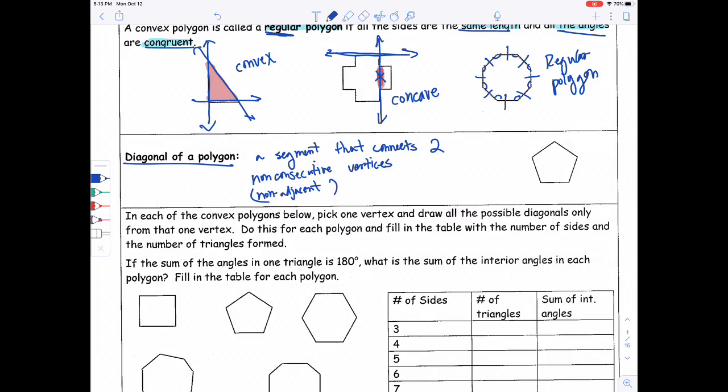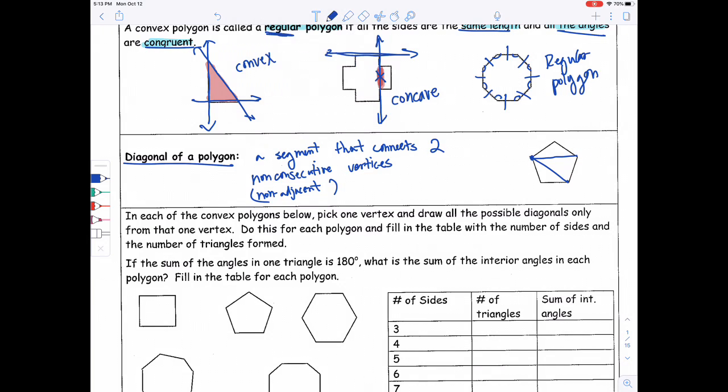So I'm just going to pick one point here. So let's say at this vertex, I'm going to connect another vertex that's not next to it. The only two that I see would be the one over here and that one there. This one would be next to it, and that one will also be next to it, so I wouldn't count those as diagonals.